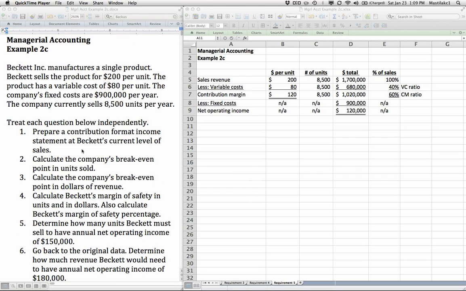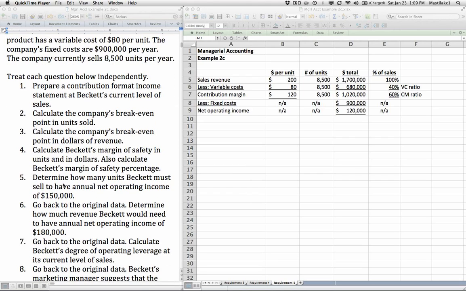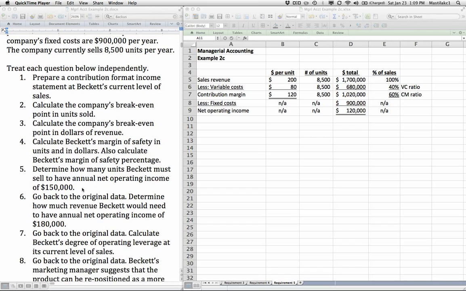Continuing example 2C. We are now looking at requirement 5. Determine how many units Beckett must sell to have annual net operating income of $150,000. So this is called a target profit question. We're trying to understand the level of sales necessary to achieve a target profit.